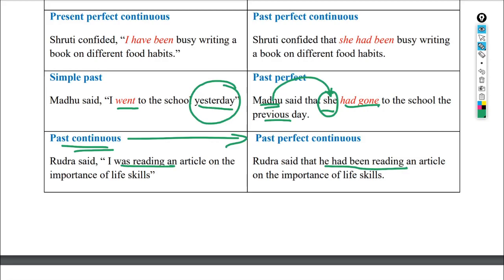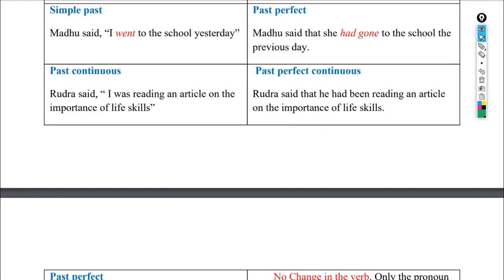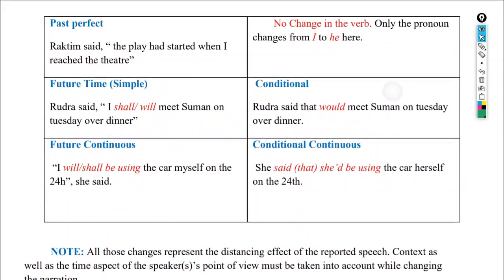Therefore, let us continue. Let us go to the next category. Okay. Here we go. When there is a past perfect, then there will be no change. These are interesting. Raktim said, "The play had started when I reached the theatre." Here you see, this is the past perfect. This is the past simple. What is the rule? When you are changing from the direct to the indirect narration, no change in the verb will be there. Obviously, there will be no change. That means the answer will be Raktim said that the play had started when he reached the theatre.